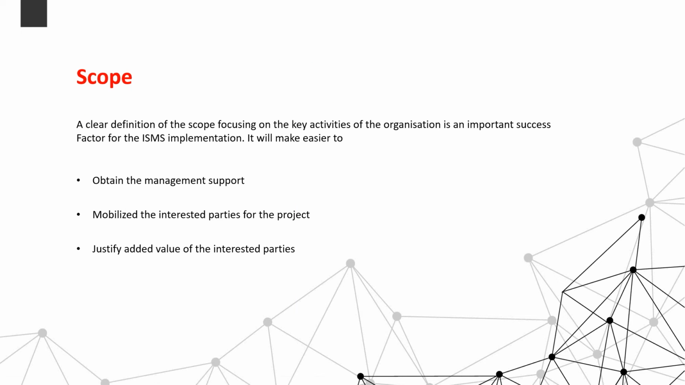As a small definition has been given on your screen: a clear definition of a scope, focusing on the key activities of the organization. It's an important success factor for the ISMS implementation. It will be easier to obtain management support, mobilize the interested parties for the project, and justify the added value to the interested parties. That is what your scope is.